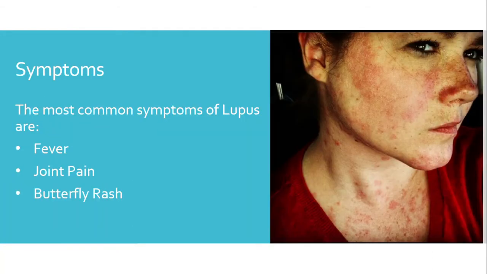This is my cousin Crystal. She has been living with lupus for over 20 years. This photo was taken during one of her flare-ups. The three main symptoms of lupus are fever, joint pain, and a rash. The rash can cover the entire body, including the face, where it has been given the name the butterfly rash because of the shape it makes on the face, as you can clearly see in the picture.